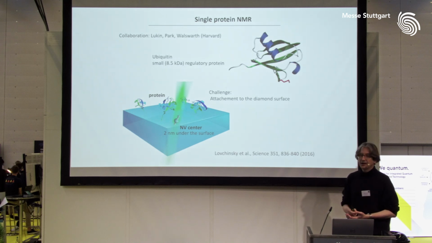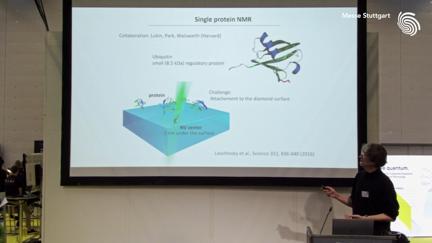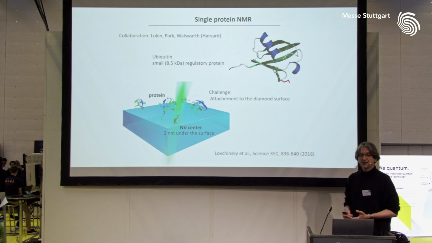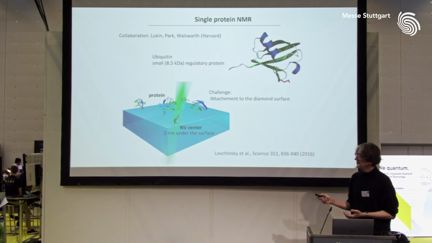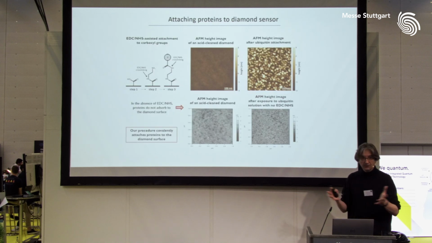I show here a collaboration between our group and a group of Michael Lukin at Harvard University, where a protein, a biomolecule, was attached to the surface of diamond, and the NV center was interacting by magnetic dipole-dipole coupling with nuclear spins inside of this protein. In this case, it's not an induction signal that was detected by the coil, but rather the B field itself measured by the NV center.